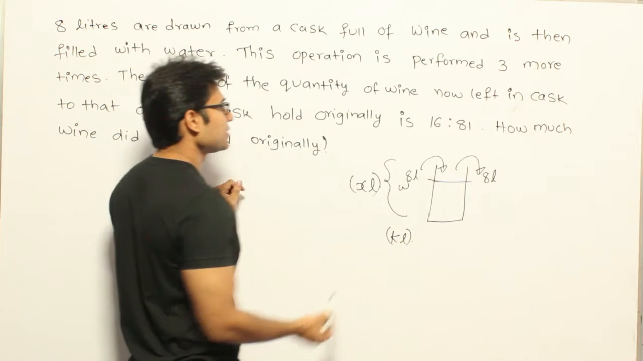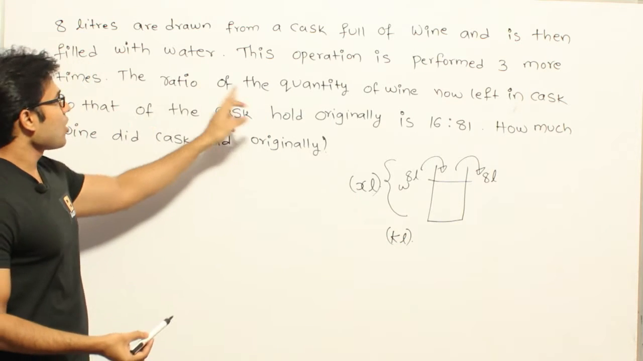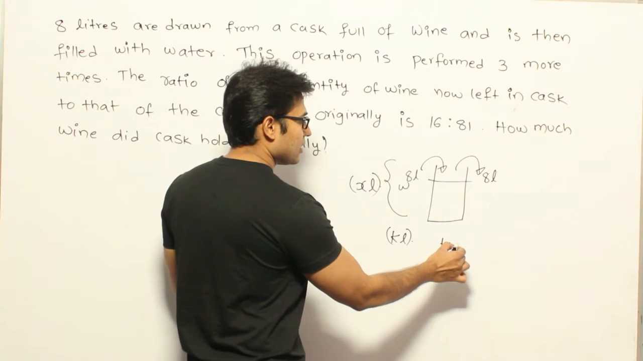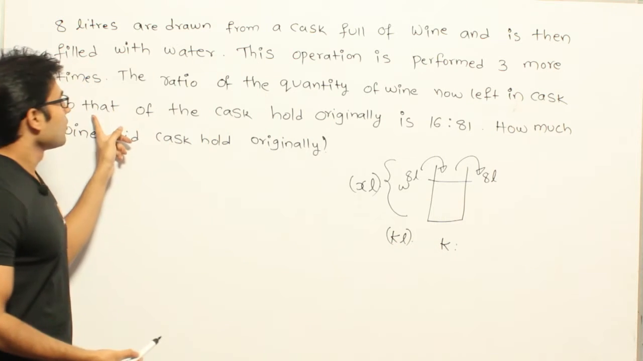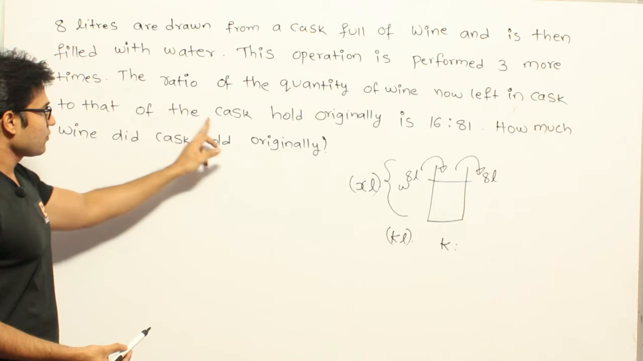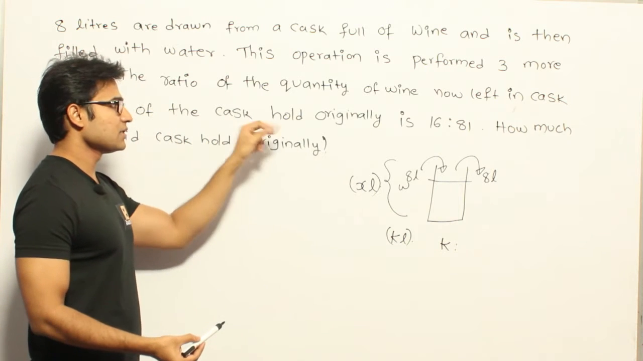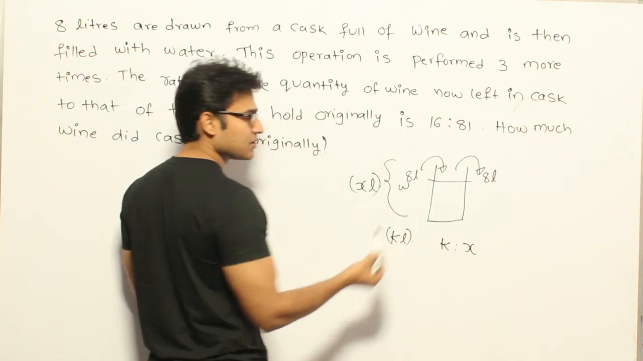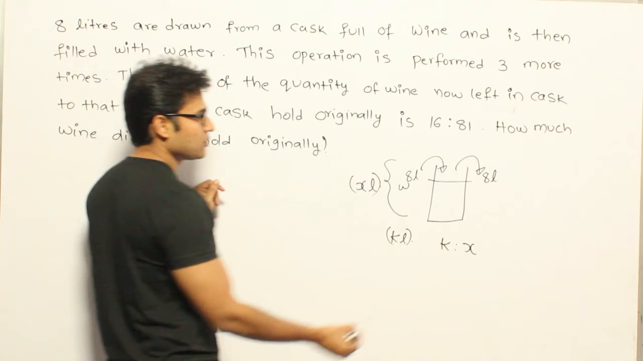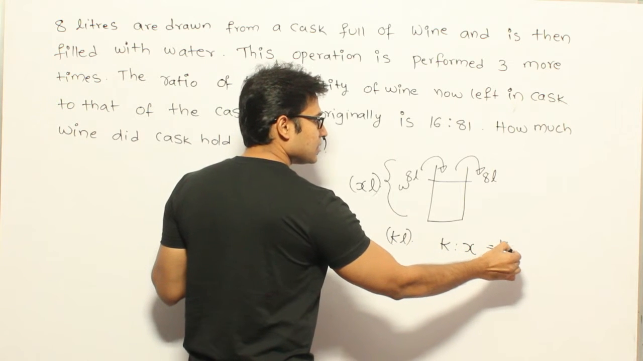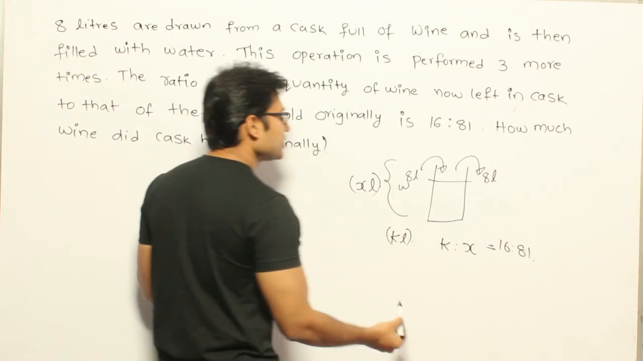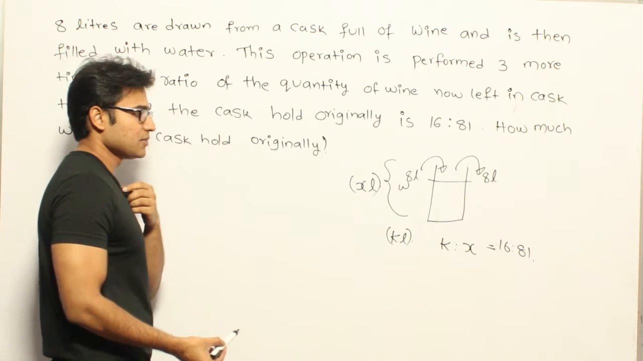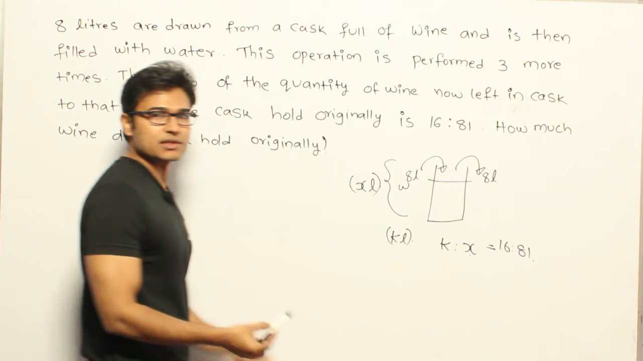Now they are saying the ratio of the quantity of wine now left in the cask, which means k, to that of the cask hold originally. Cask hold originally means initially, however much was there. So if you assume that x liters was there, then they are saying that k is to x is 16:81. Now they are asking how much wine did the cask hold originally, which means what is the value of x.